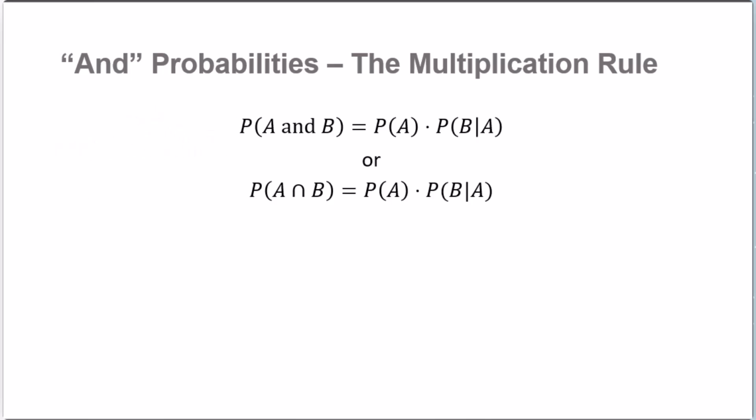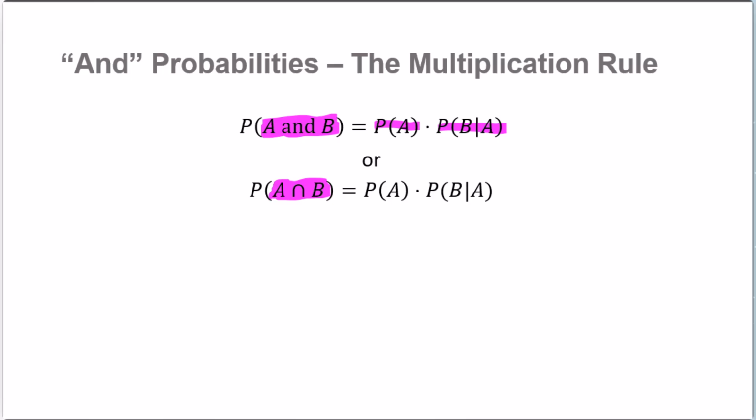This is finding the probability of A and B, or sometimes we would write this as the probability of A intersection B. These are really the same thing, just different notations for 2 events both happening. And this is calculated with the probability of A times the probability of B given A.